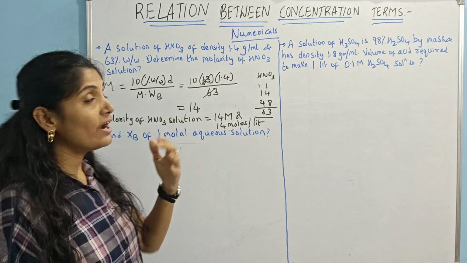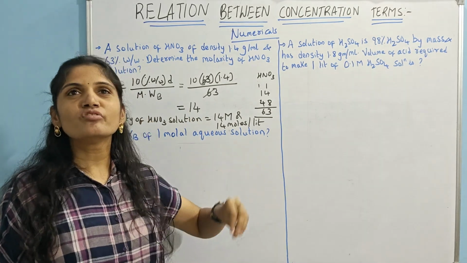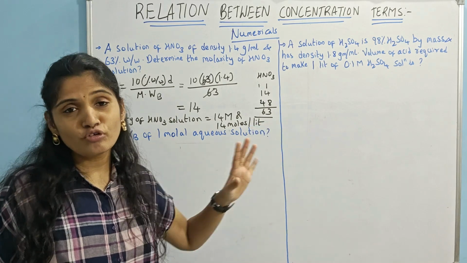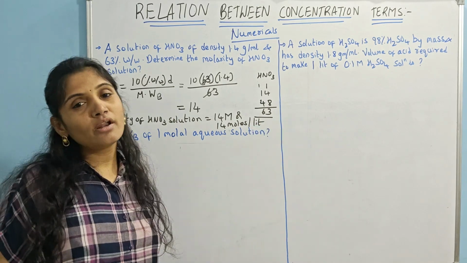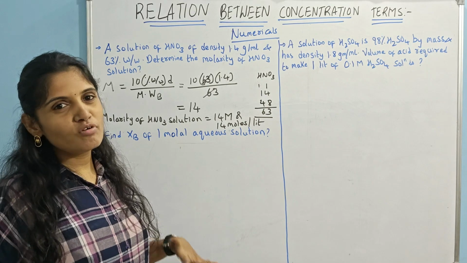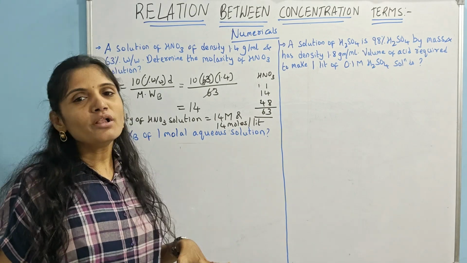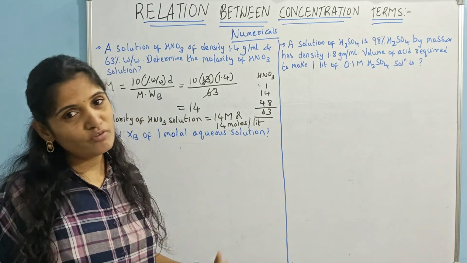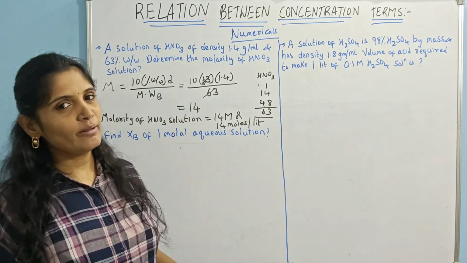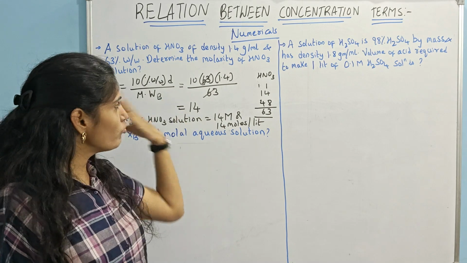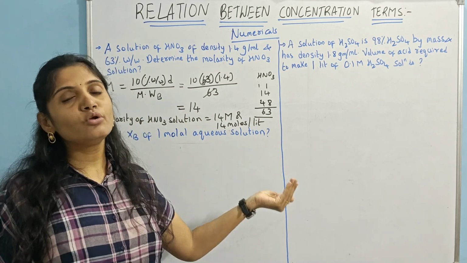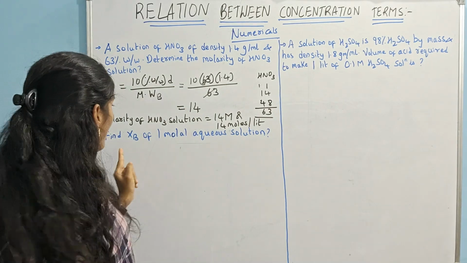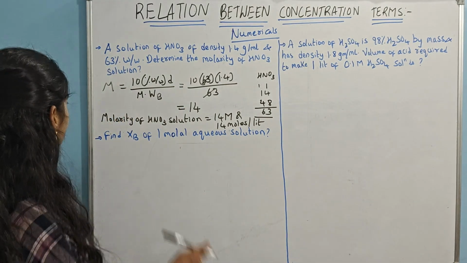Instead of that, if you try to expand 63% weight by weight as 63 grams of HNO3 present in 100 grams of solution, and from that try to get the information for the molarity, and again from density try to get the volume information for molarity, all this is very time consuming. It is not that you can't do it with those methods, but this formula will save your time in the exam. Now let us see the next question.